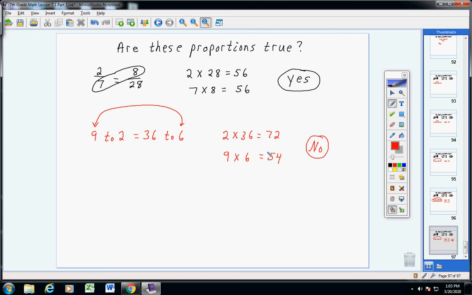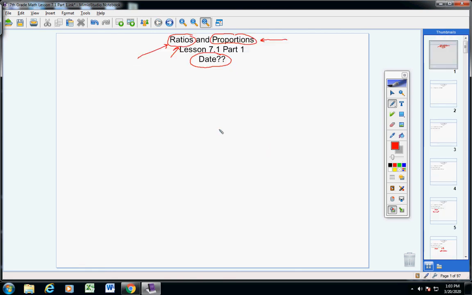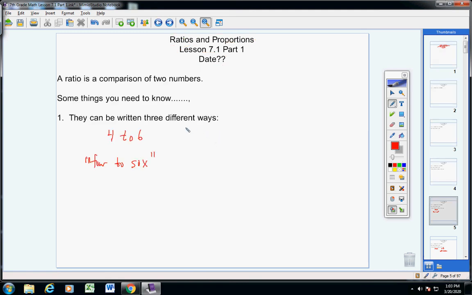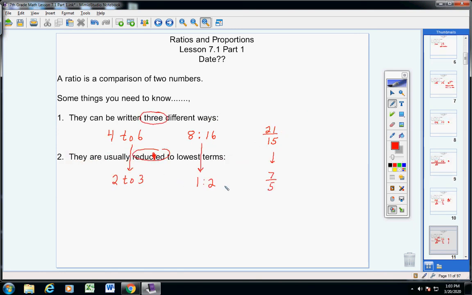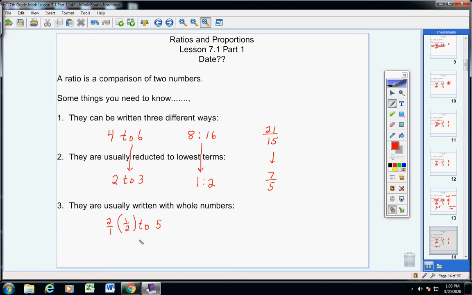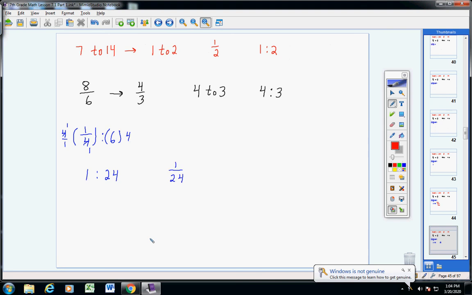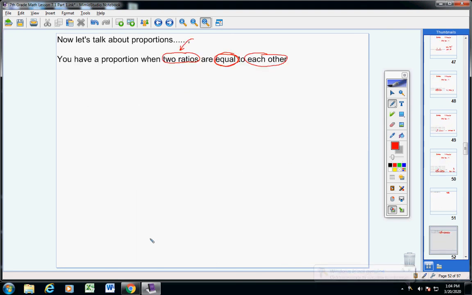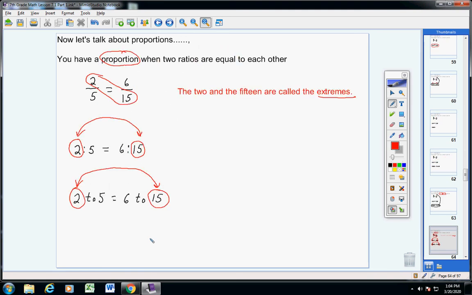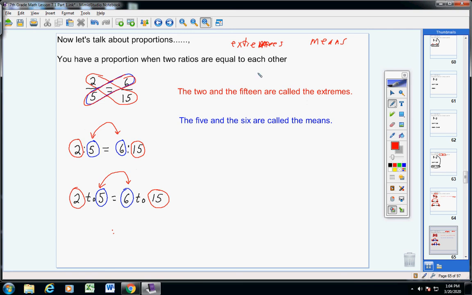And that's it, guys. A quick 30-second review. We've looked at ratios and proportions today. I've taught you how to write them three different ways, how to reduce them to lowest terms, and how to get rid of a fraction if you have a fraction in your ratio. And then we talked about the means and the extremes. You have a proportion when you have two ratios that are equal. When you multiply your extremes together and your means together, you will get the same number. Like right here, 5 times 6 is 30, and 2 times 15 is 30. So yes, this is a true proportion.